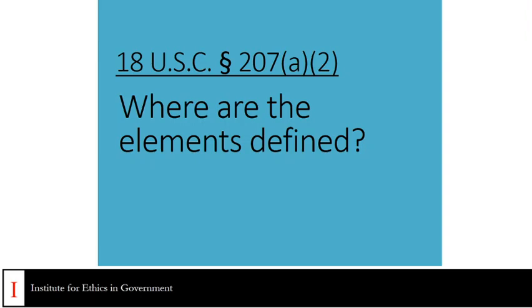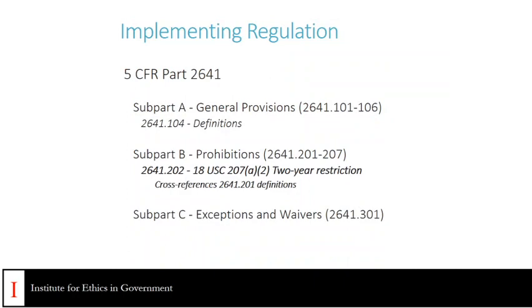So where are the elements of 207(a)(2) defined? As with all of 207, the implementing regulation is at 5 CFR Part 2641. The specific guidance on the application of the (a)(2) restrictions is found at 2641.202, with cross-references back to 2641.201 for certain definitions.